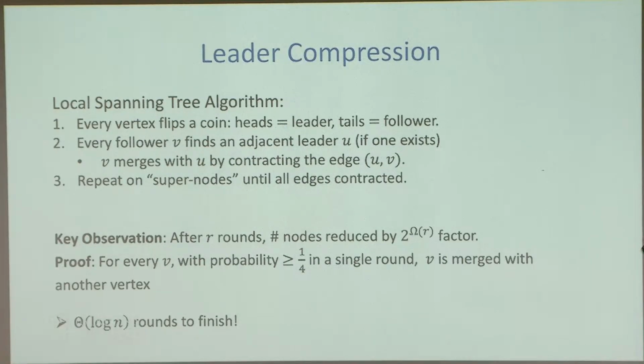Here's the leader compression algorithm. And notice another key observation: if you do not do log number of rounds, if you just do R rounds, for example, because in each round you can reduce a 1/4 fraction, then after R rounds you can reduce the number of nodes by a factor of 2 to the omega R. This is a very important observation, so you should keep this in mind, because later we will show how we can use this to save a lot in our MST algorithm.